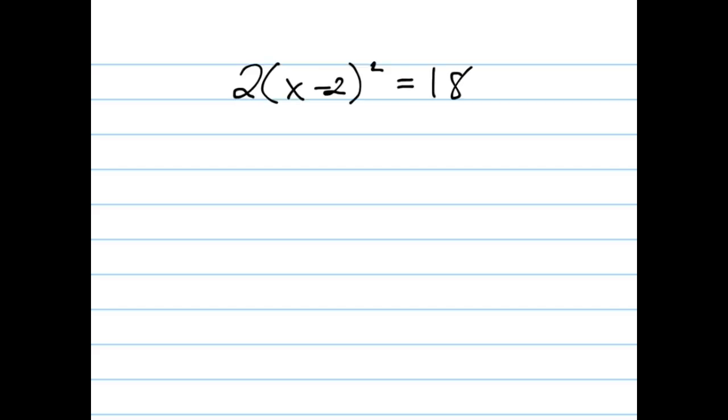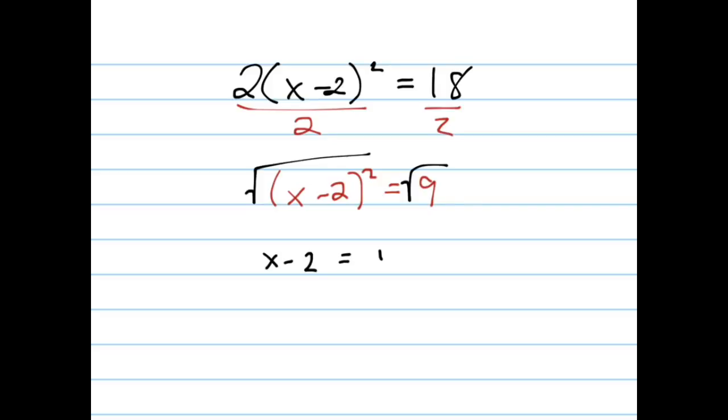Hey, what was our first step? Divide both sides by 2 gives us 9. x minus 2 squared equals 9. Next step. To get x minus 2 out of parentheses, you do x minus 2 equals plus or minus square root of 9. And what's the square root of 9? 3.